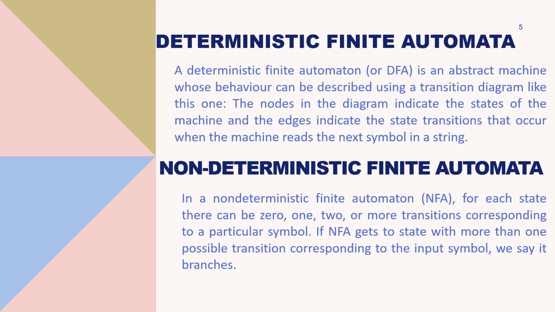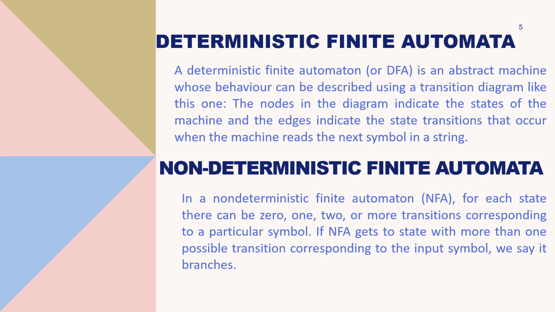Deterministic finite automata. A deterministic finite automaton, or DFA, is an abstract machine whose behavior can be described using a transition diagram like this one. These nodes in the diagram indicate the states of the machine, and the edges indicate the state transitions that occur when the machine reads the next symbol in the string.